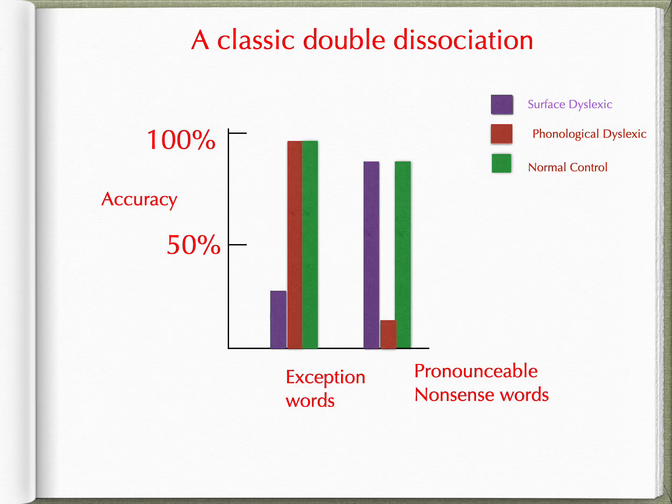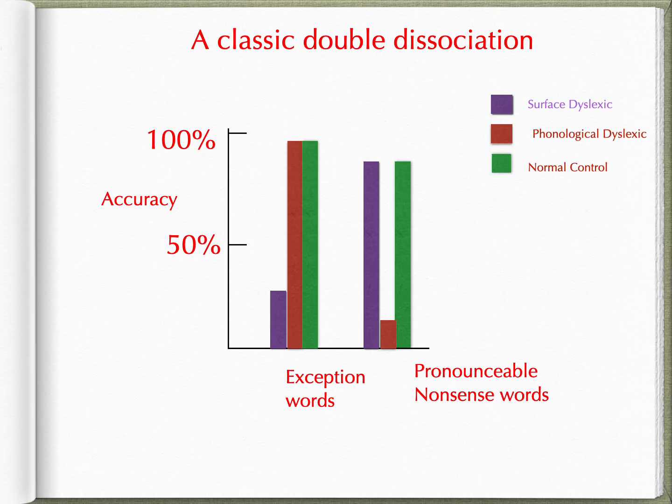Here's the double dissociation. So this would be a surface dyslexic who's seriously impaired on exception words. The phonological dyslexic is impaired on reading nonsense words, so they read exception words very well, just like a normal. When you read pronounceable nonsense words, however, it's the phonological dyslexic that is seriously impaired. The surface dyslexic is normal. Everyone see that? That's the double dissociation.